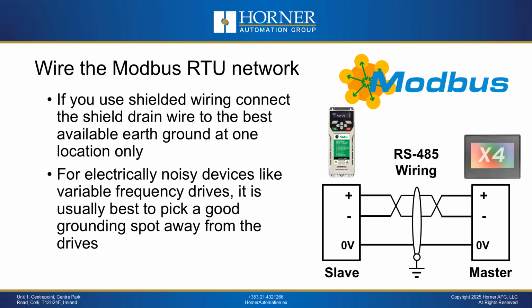You would use shielded twisted pair wiring. However, if you are going to use that sort of wiring, you need to be committed to grounding the shield, because if you do not, you are going to have a big old antenna attracting electrical noise to your data pair. Another tip, if you happen to be communicating with variable frequency drives or other devices that are electronically noisy, it is usually better to ground the shield away from that noisy device.